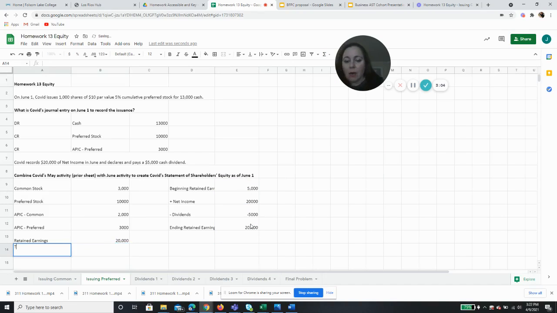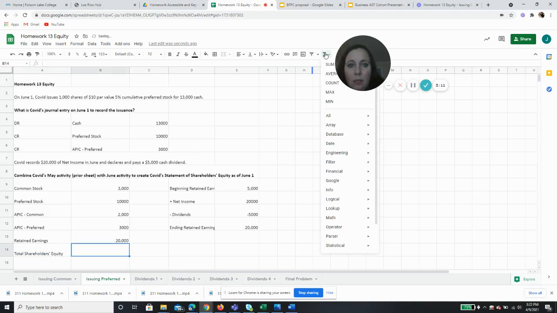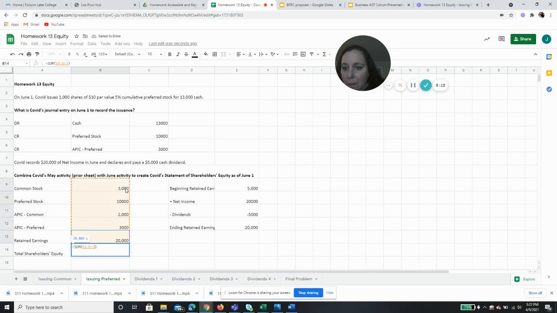So that means our total shareholders' equity is, add all these up, 38,000. All right, that wraps up issuing preferred.